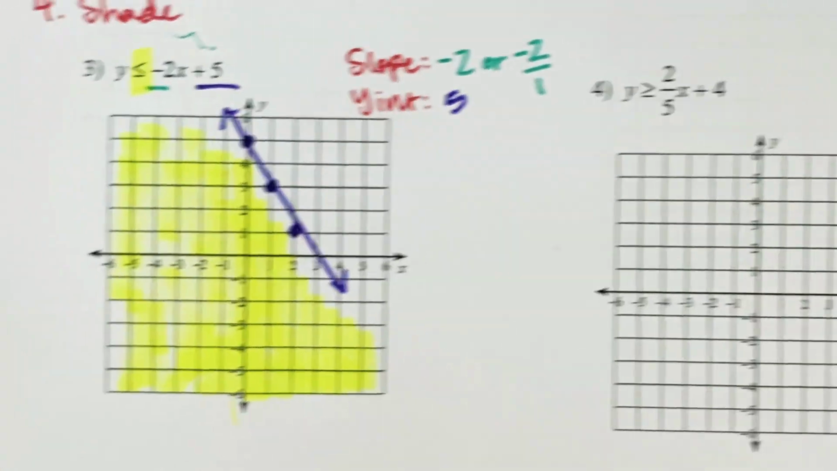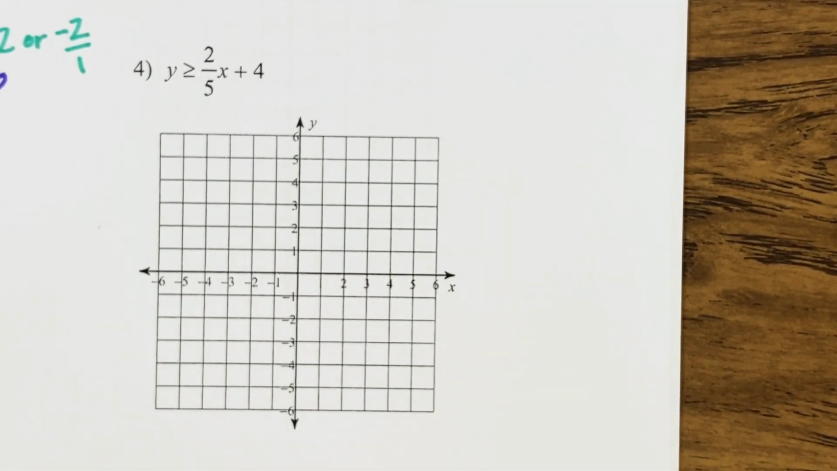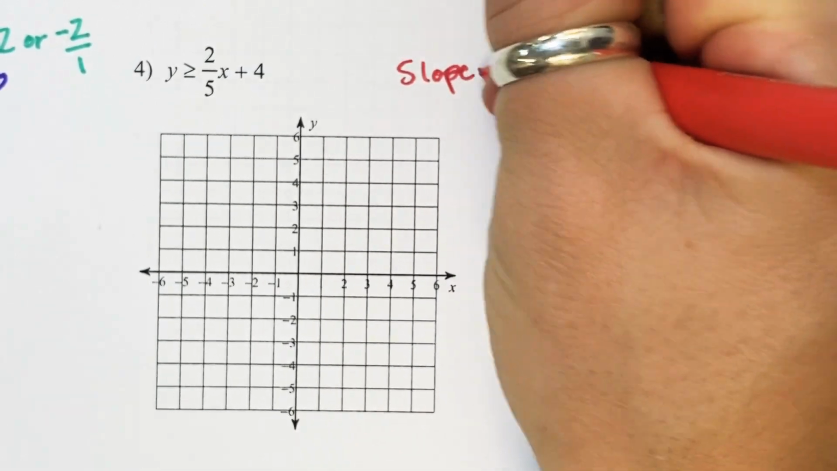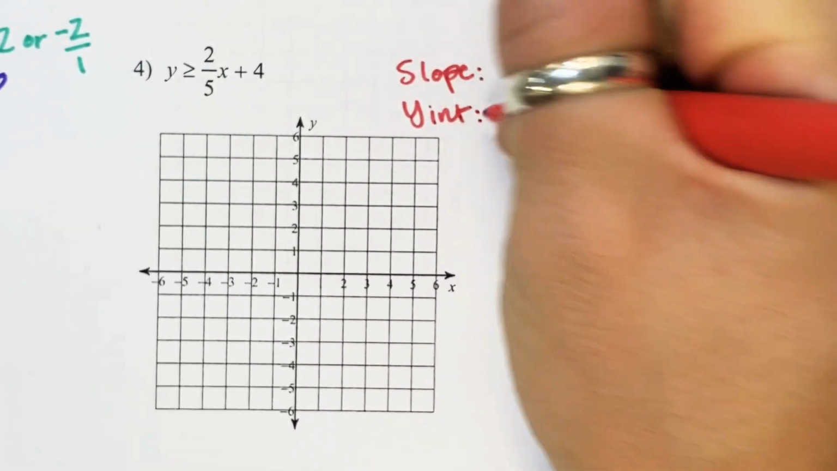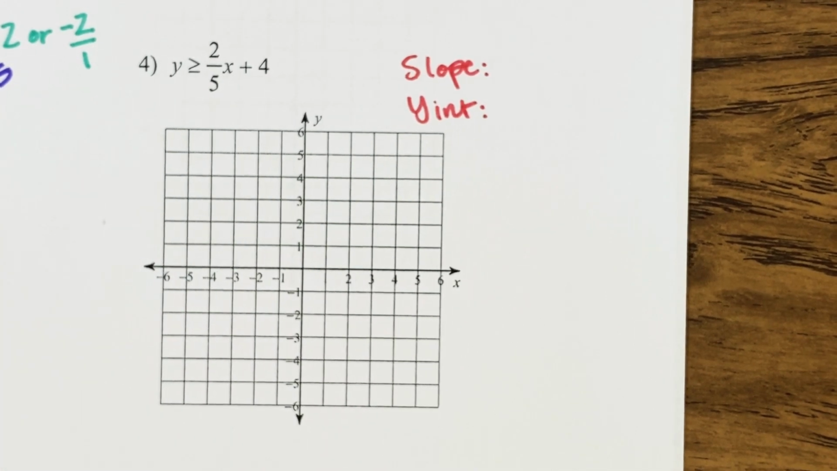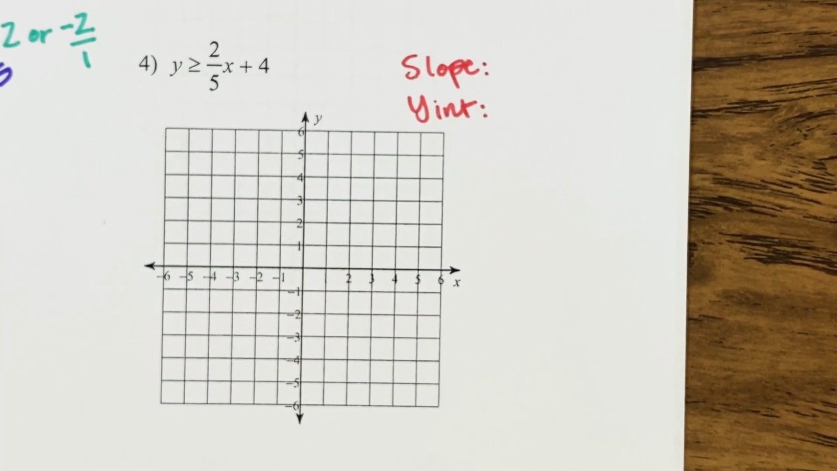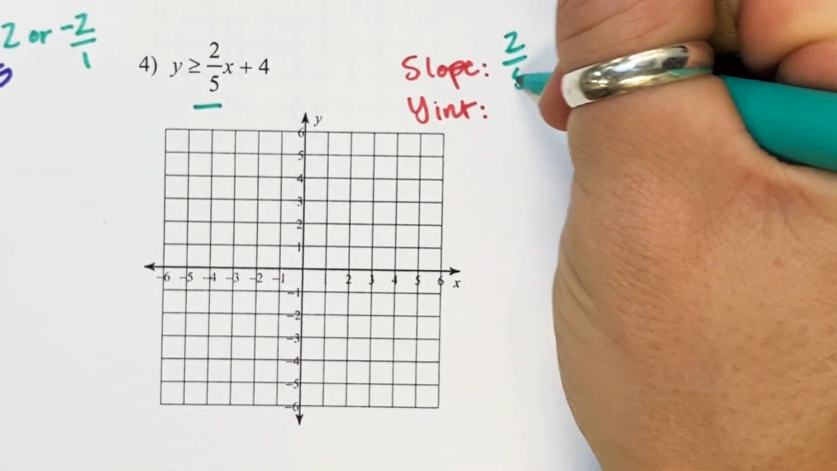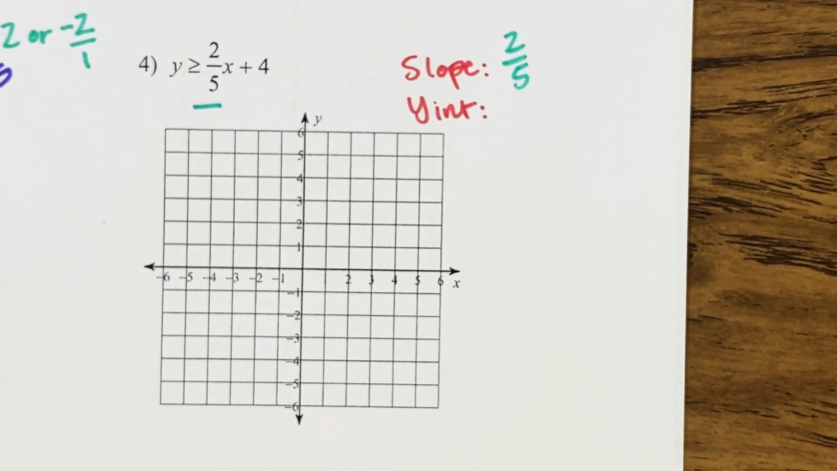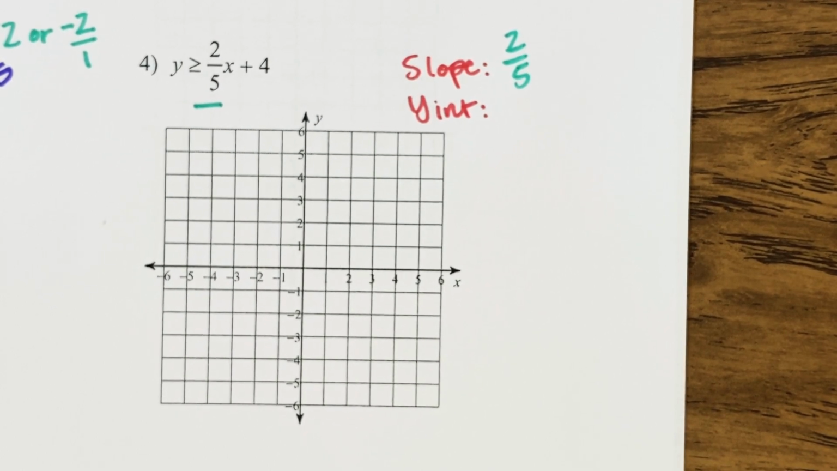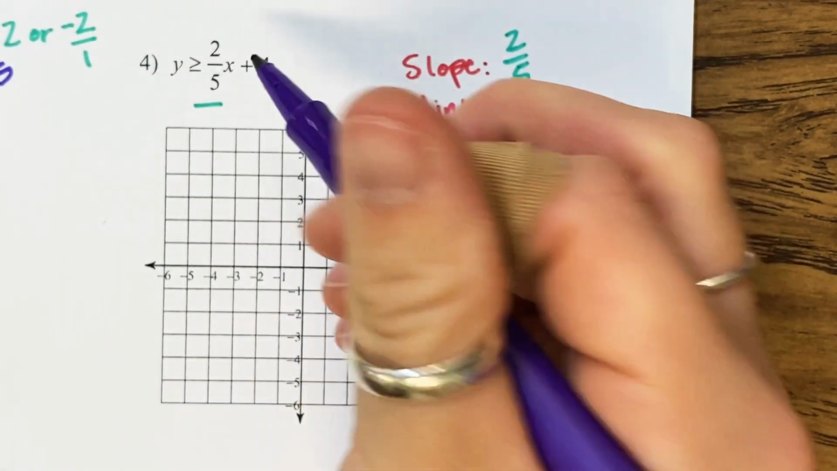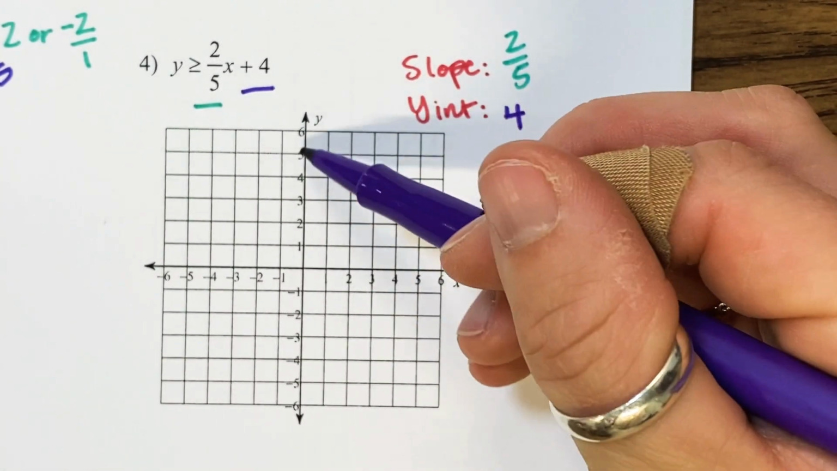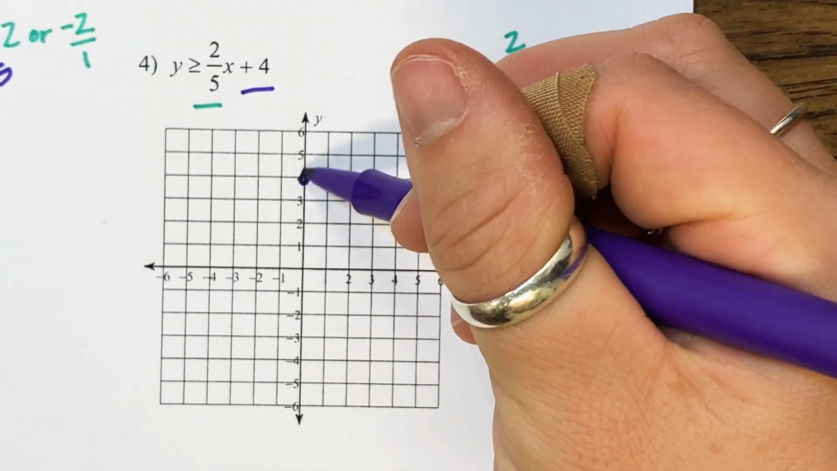Okay, let's look at number 4, last inequality that we're going to graph. You guys are probably professionals by now. Okay, so let's identify again our slope and our y-intercept. Okay, what is my slope? What is the number that's right in front of that x? 2 over 5. Okay, don't need to rewrite it as a fraction, it already is one. What is my y-intercept? Positive 4, which is my starting point, so find positive 4 on your y-axis, that's right there.